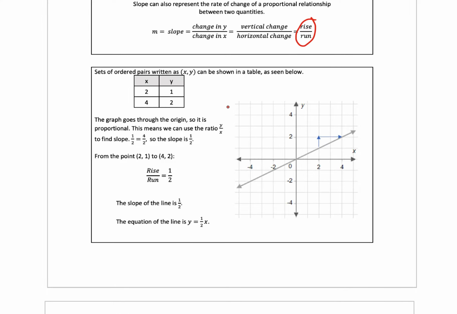So a set of ordered pairs can be written as (x, y), and it can be shown in a table like this. When we're talking about finding the slope, we can figure out what the slope is by looking at the rise over run. So we can find two good points on the graph, and we can find the rise, which is 1, over the run, which is 2.